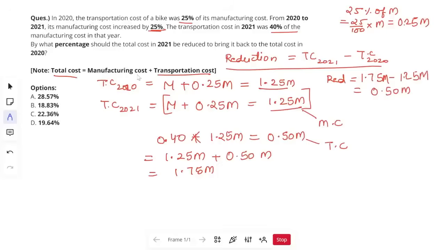Now we are asked for the percentage reduction, right? Percentage. So we have to convert it, and we have to find out the percentage reduction.